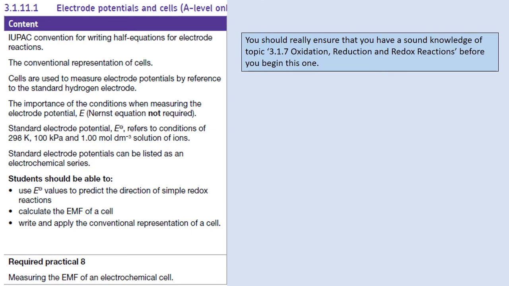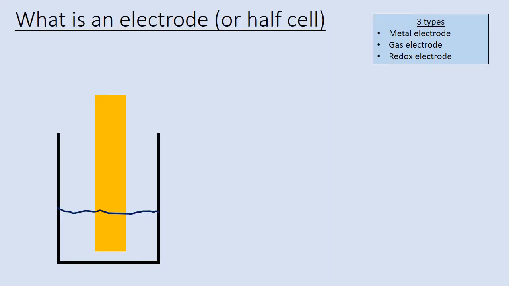Before you start though, it is worth making sure that you're up to speed with your 3.1.7, which is an AS topic on your redox topic, oxidation and reduction. Because without those fundamentals, this is going to be a really difficult topic. So make sure you brush up on those terms and how we assign oxidation numbers and how we can combine half equations. And this lesson is going to focus on those first 2 spec points, which is looking at what half equations are and looking at half equations for electrode reactions. We're going to look at what electrodes actually are, and then we're going to look at the conventional representation of cells.